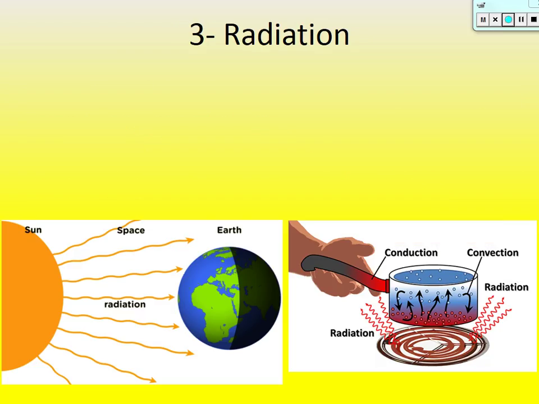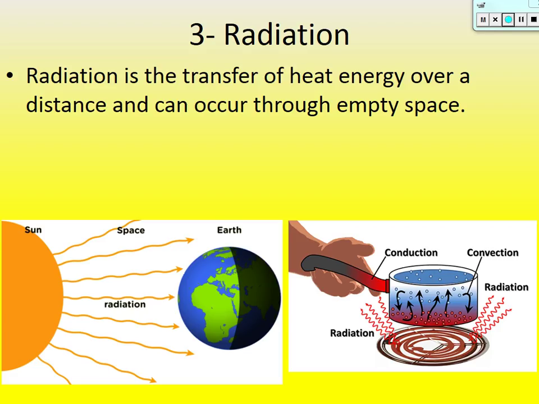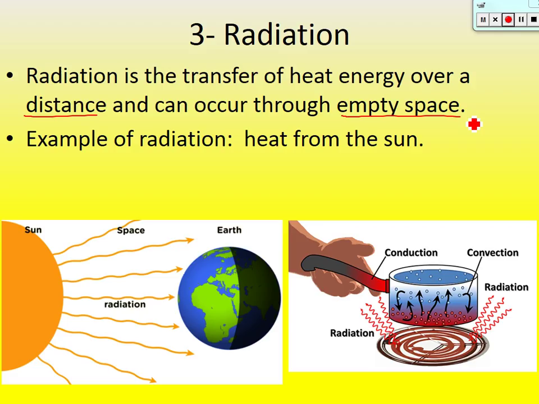All right, let's talk about the last way that heat can be transferred from one object to another. It's called radiation. Radiation is the transfer of heat energy over a distance, and actually it can even occur through empty space. The best example of radiation is the sun. When you go outside on a nice day, you can feel that heat energy, right? It's warm.